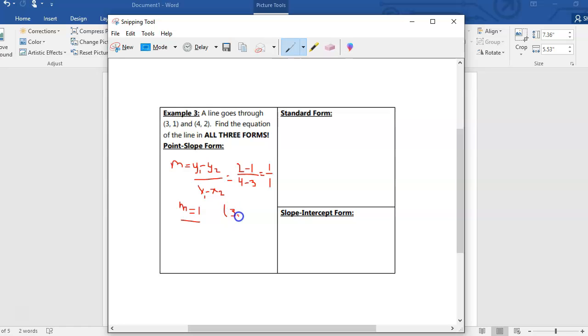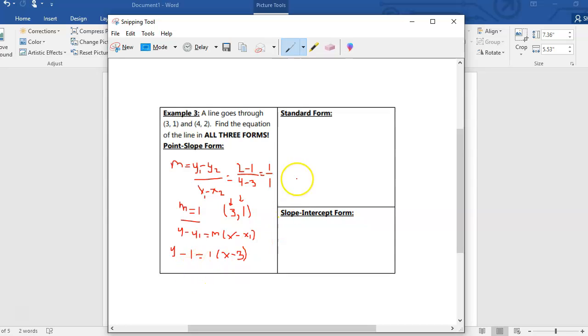And I'm going to write this in point slope form, which is my y minus y1 equals m times x minus x1. All right. So I'm just plugging in for x1 my 3 and for y1 my 1. So I would have y minus 1 equals m, my slope, which is just 1, times x minus 3. So I now have that in point slope form.